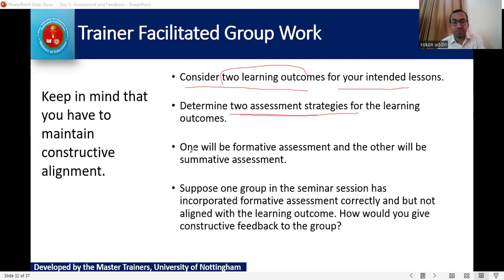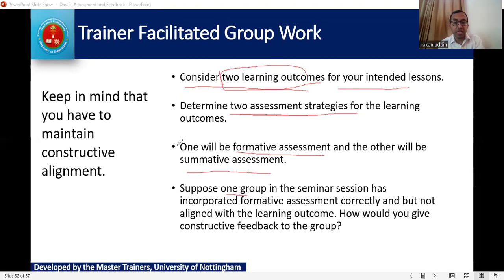And look here. The two assessments you will choose, one will be formative assessment and the other will be summative assessment. So two assessments you will choose. One of them will be formative assessment and the other will be summative assessment. Both assessment methods must align with the two learning outcomes. Learning outcome is your main target. Whatever you do should be consistent with the learning outcome.